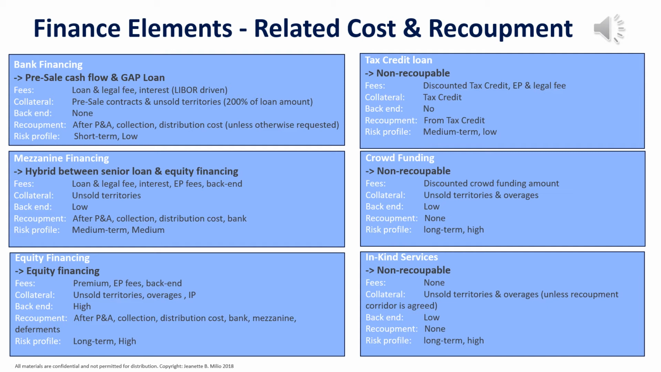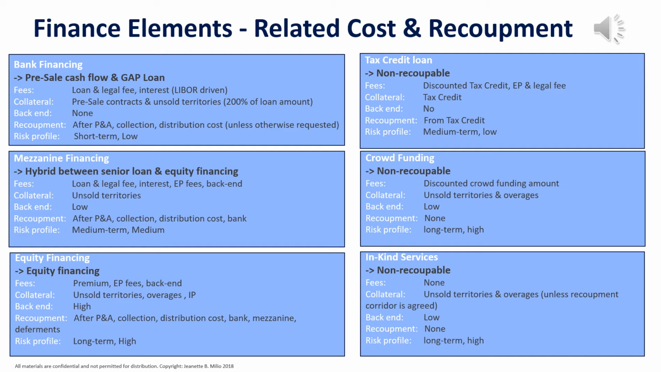The recouping behind the P&A, the collection agent, the distribution expenses and costs, the bank, the mezzanine, and the deferments sometimes. I put deferments here before equity because in my films I have seen that, or I should say I have paid deferments out before the equity investor was paid.